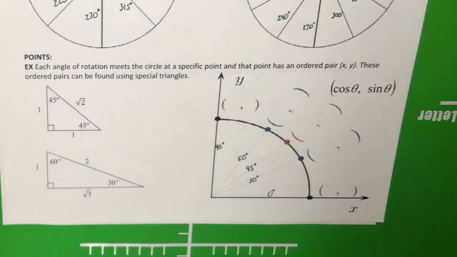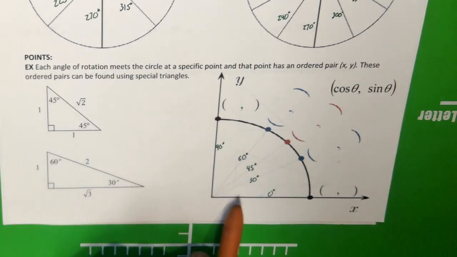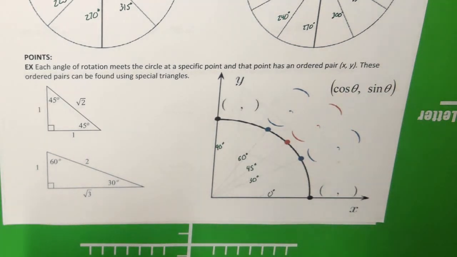So let's see if we can use these triangles right here to figure out some of these ordered pairs. Last time we were doing one of these, I had actually counted my tick marks and kind of eyeballed it. I don't want to do that same thing again. What I do want to do is try to use my special triangles here.